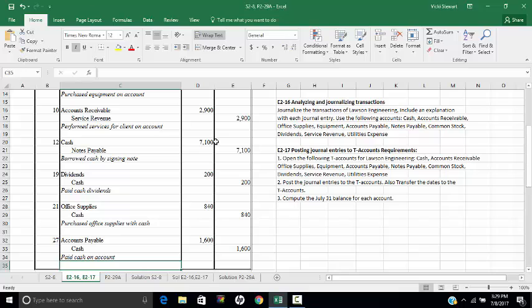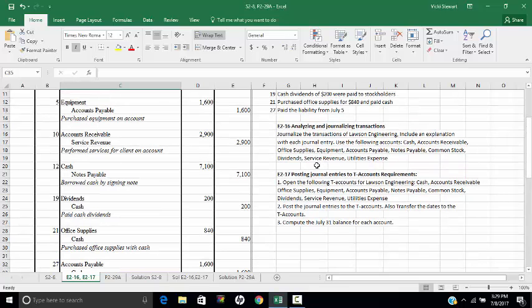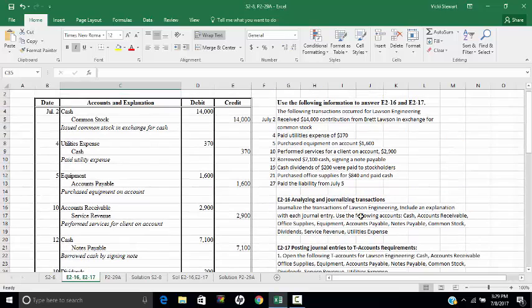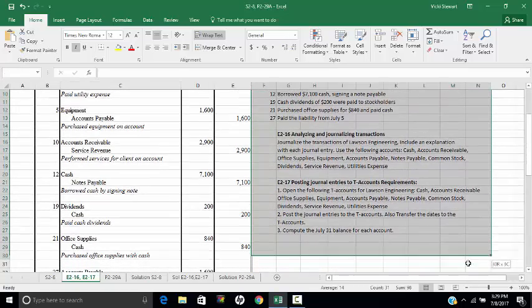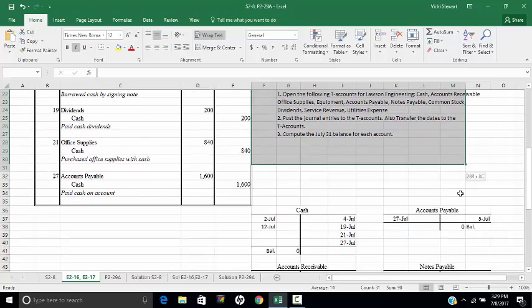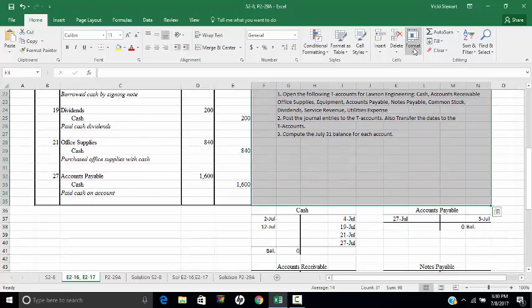Okay, so we've journalized all of the transactions for July, and now we're ready to go to exercise 217, which asks us to open T accounts for Lawson Engineering, and it lists all of these accounts and posts the journal entries to the T accounts, and then compute a balance for each account. So to make this a little bit easier, I'm going to delete these instructions and move our T accounts up so that we can see them better.